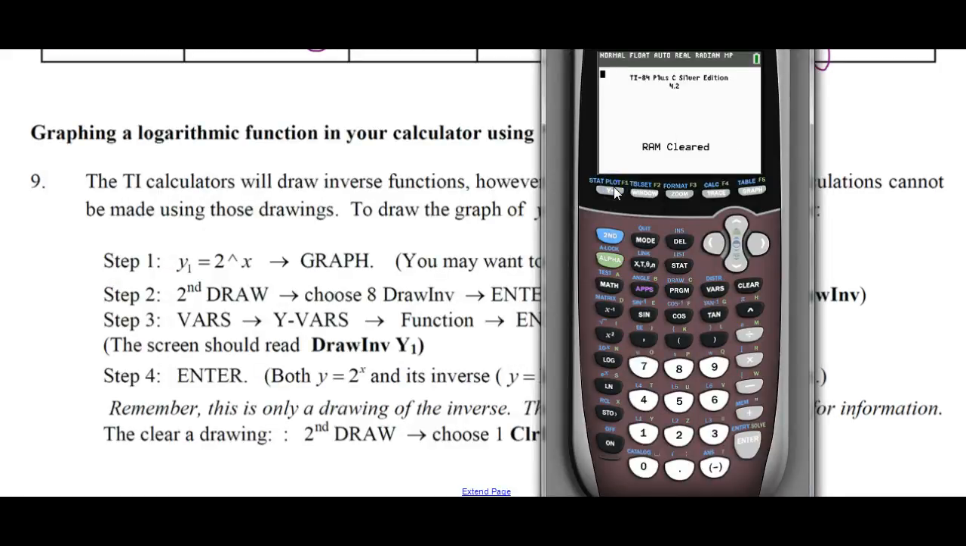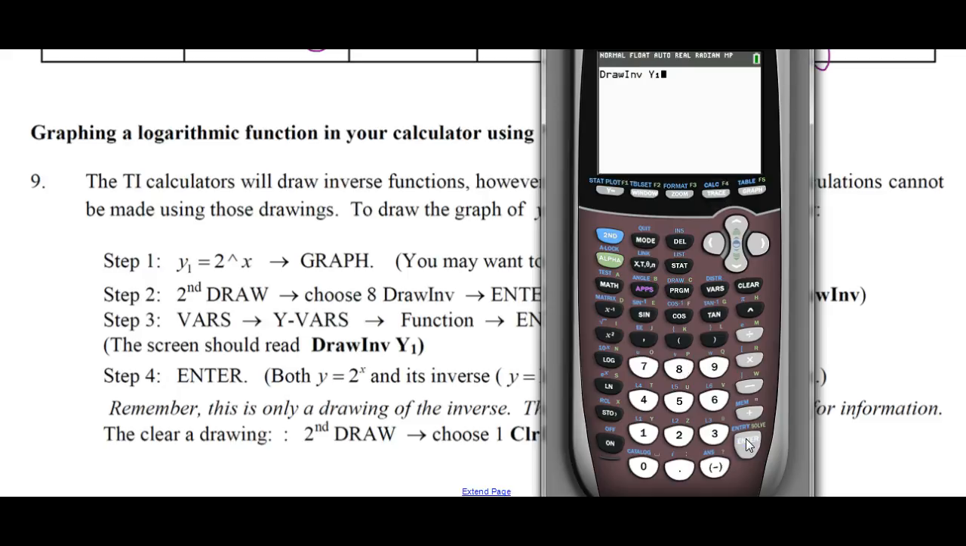All right, so start off by graphing y equals 2 to the power of x. Okay, and you can just graph that, right? There's 2 to the x, great. Use second function draw. Draw inverse is 8. You can either arrow down there or just press an 8. And we need to say draw the inverse of what? y1, right? Now you can get to y1 going alpha F4 and hit enter.